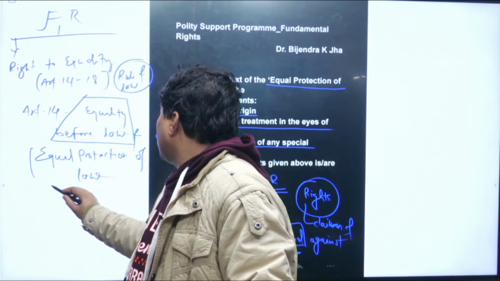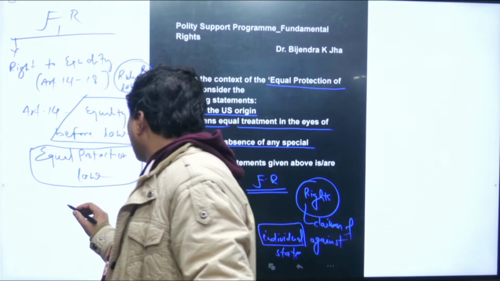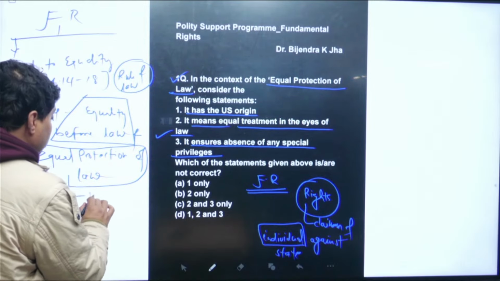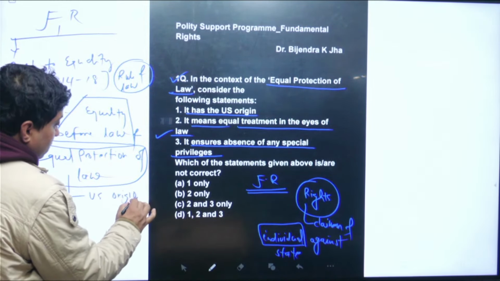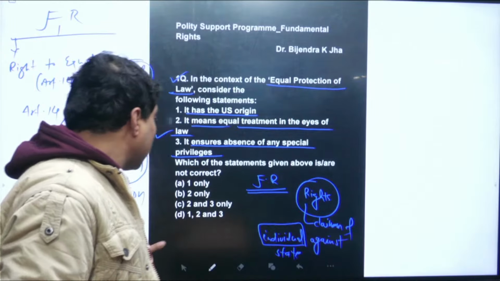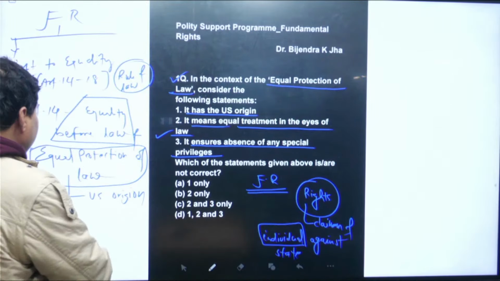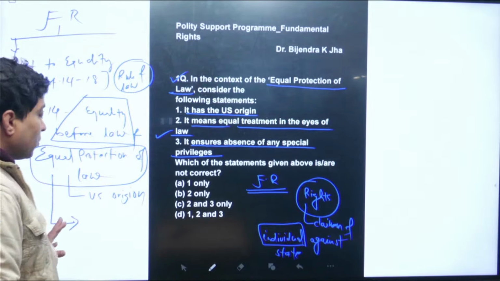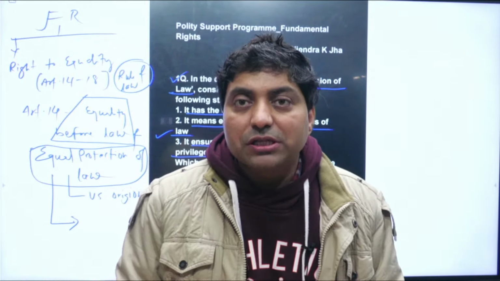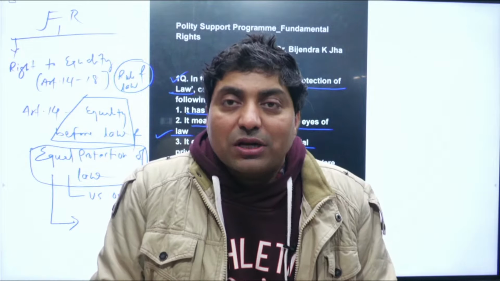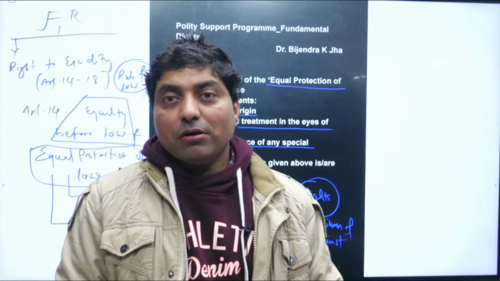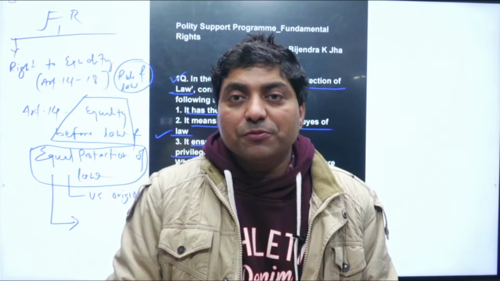Now, here come to the equal protection of law. Now, equal protection of law has not a British origin, oh sorry, it has US origin, right. Equality before law has UK origin, equal protection of law has US origin, and it says that all shall be treated according to their circumstances. Now, each community will be treated according to the circumstances, the socio-economic background, right. So, there should be equality, equal should be treated equally and unequal should be treated unequally.